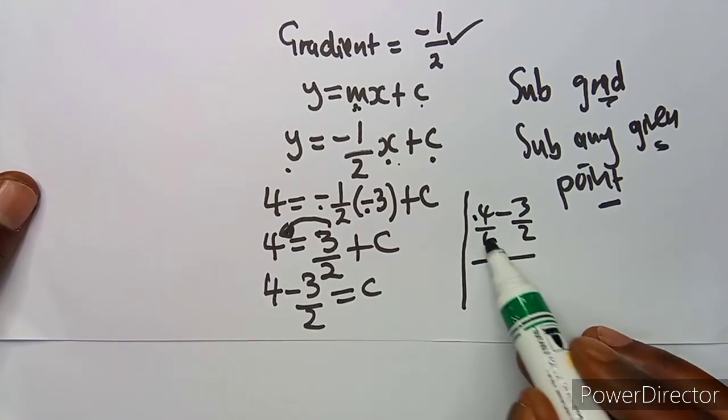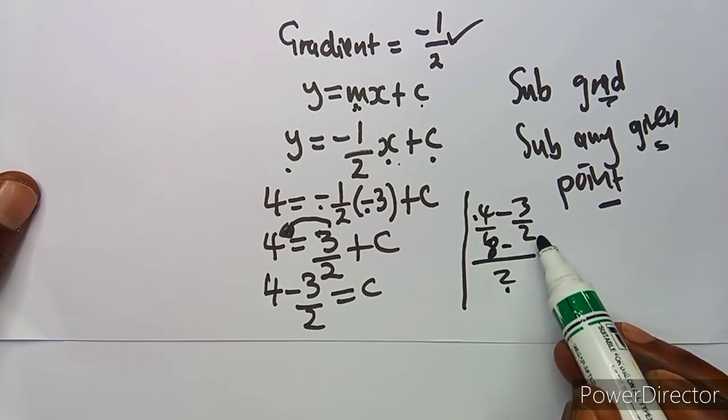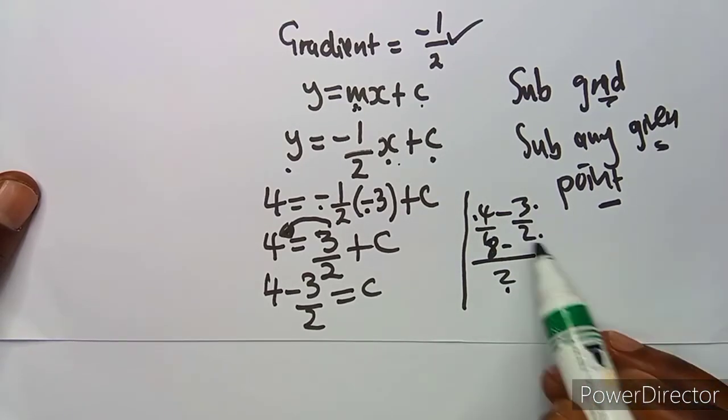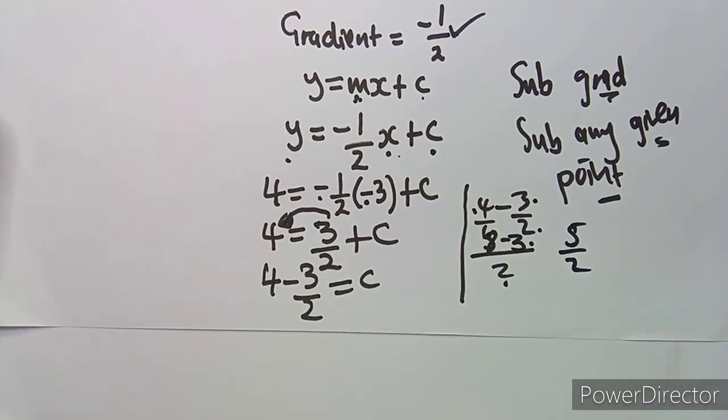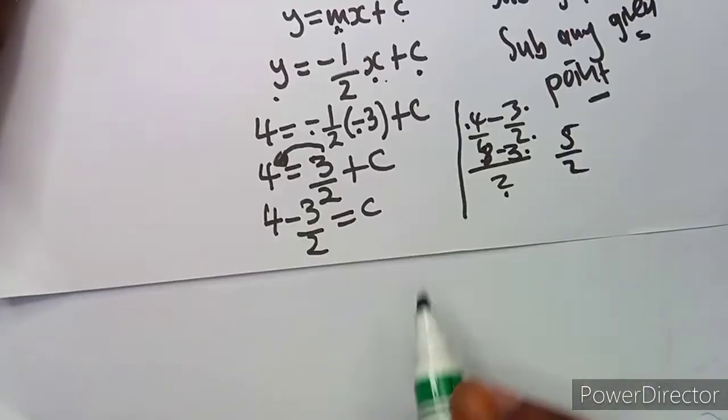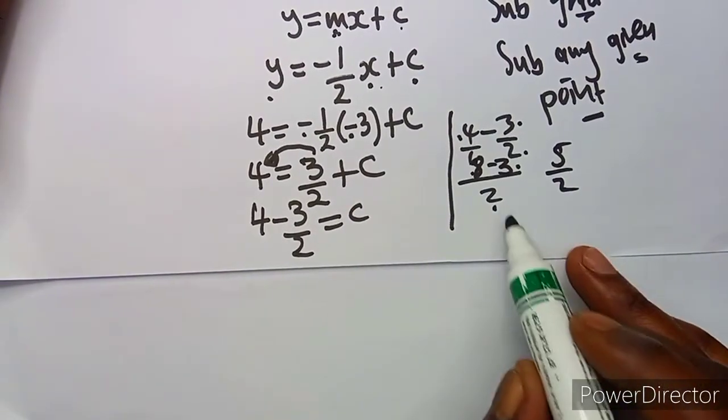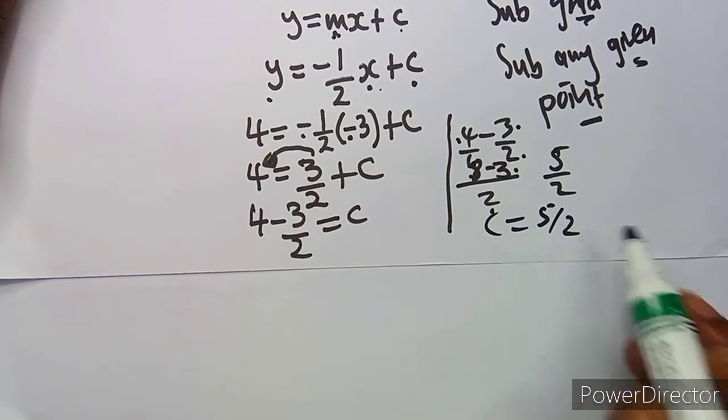Then 2 times 2, which is 8, minus 2 divided by 2, that's 1, 1 times 3, which is 3. 8 minus 3, which is 5 over 2. Okay, so the value of c is going to give us 5 over 2. So c is equal to 5 over 2.